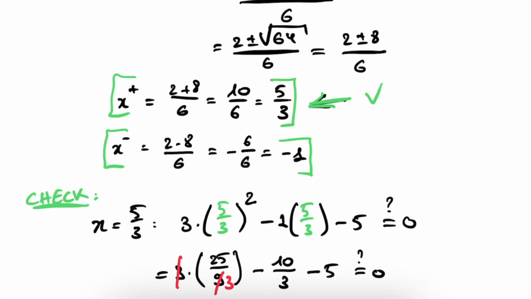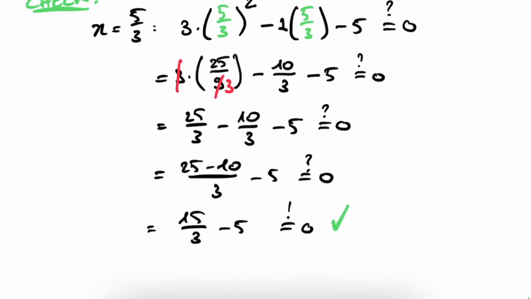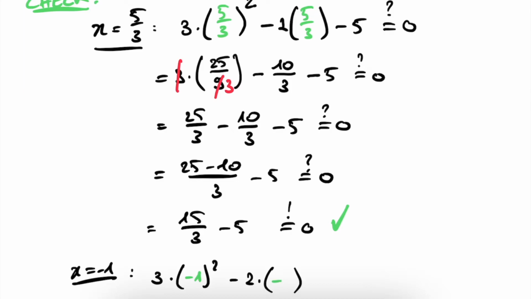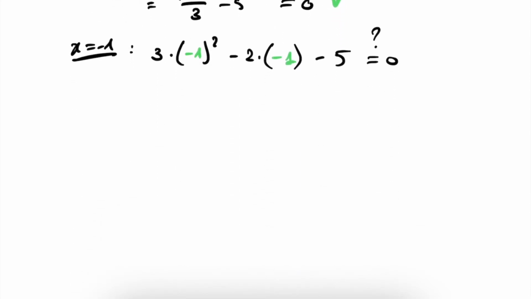We can now also check the second solution, x is equal to minus 1, by doing exactly the same. So x is equal to minus 1. Let's see if we didn't make any mistakes here. The problem was 3 times x squared, and x squared is now just minus 1 squared, minus 2 times x, and x is minus 1, minus 5 is equal to 0. Well, it should be if we didn't make any mistakes.